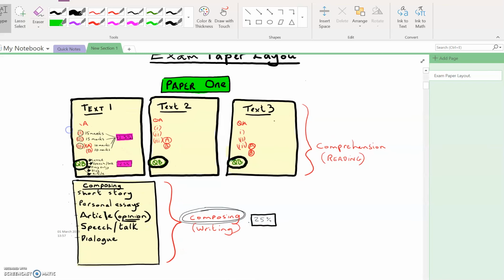So like we talked about, there's 3 texts. There's a text 1, there's a text 2, and there's a text 3. And after each text, there's a question A and there's a question B. You must pick a question A to answer on and a question B to answer on. So let's say if I pick this question A on text 1, I could not pick this question B on text 1. I'd have to pick a different question B.